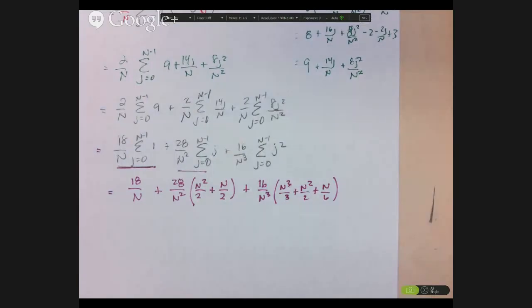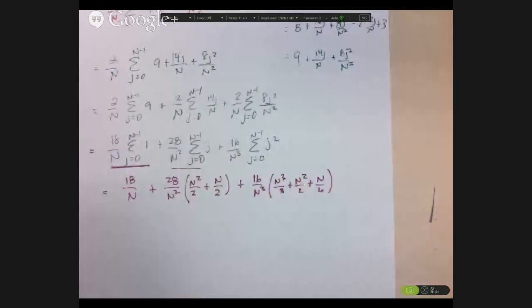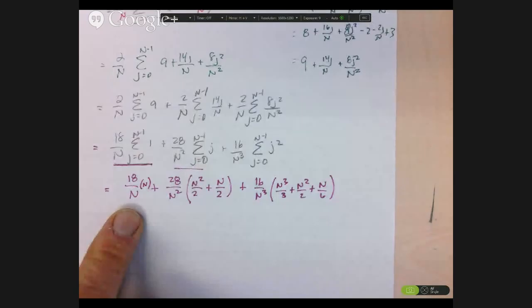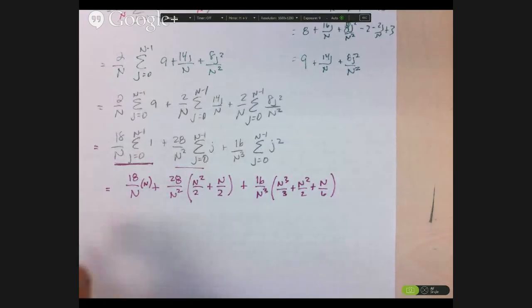Why is it that in the first one there's 18 and you don't have to do the formula? Because it's a constant. 1 times whatever. Sorry, I goofed that one up. So this first term is 18 over n times n. Okay. Now distribute.